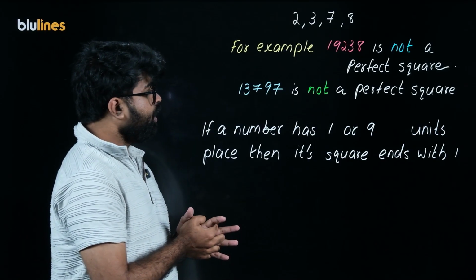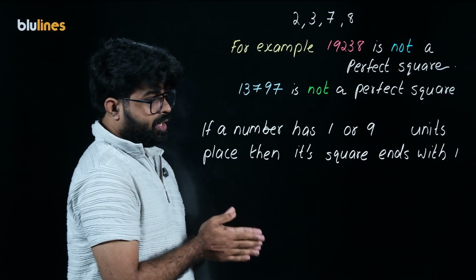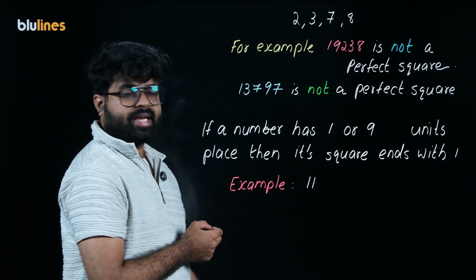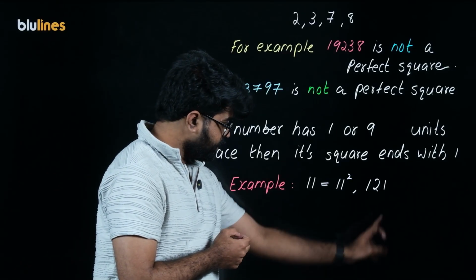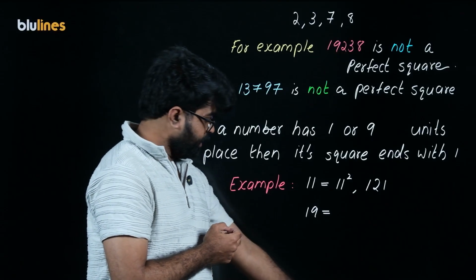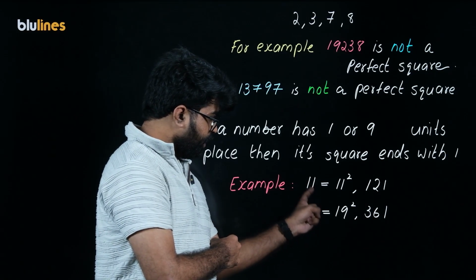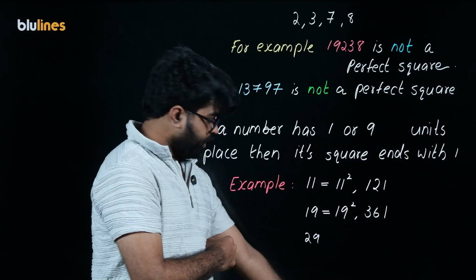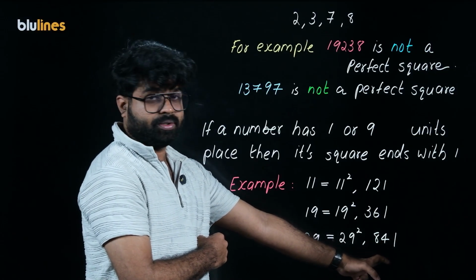If a number has 1 or 9 in the units place, then its square ends with 1. Let us see some examples. 11 ends with 1 in its units place. So what is 11 square? It is 121, which ends with 1 at its units place. Similarly, 19 square is equal to 361. So if it is 9 or 1, the units place will always end with 1. 29 square is equal to 841. So its units place also ends with 1.